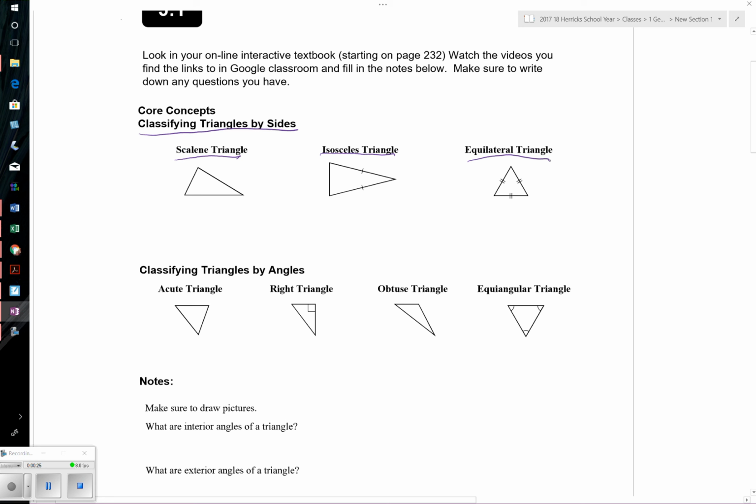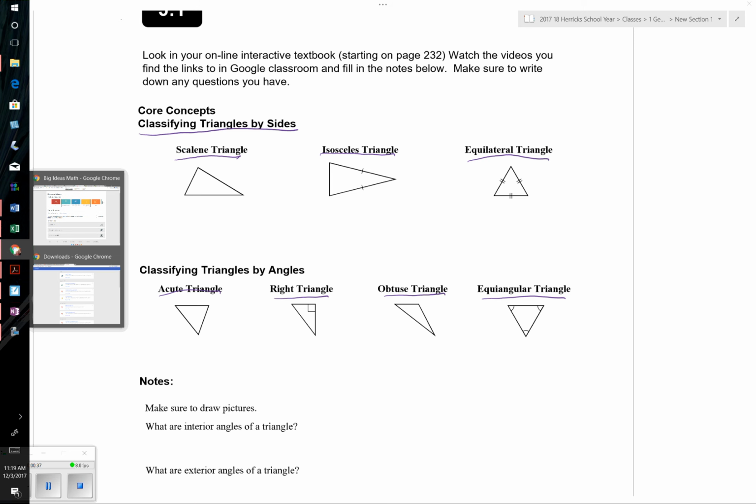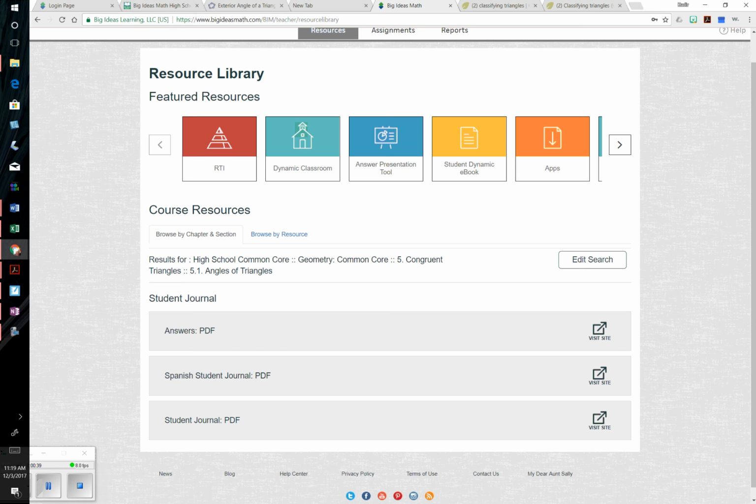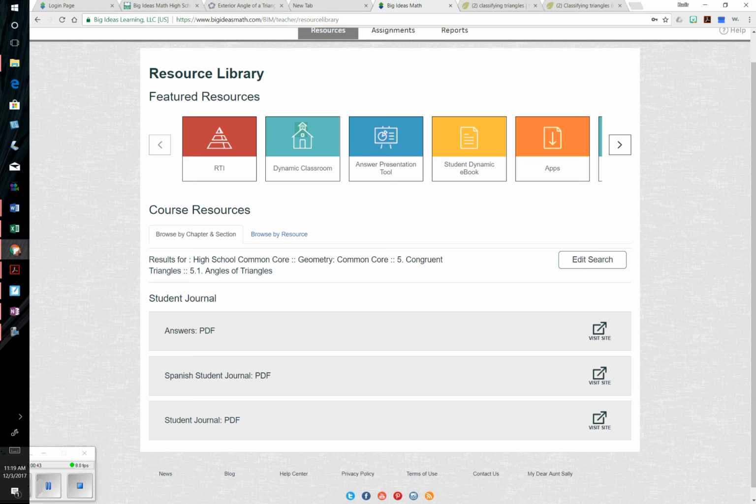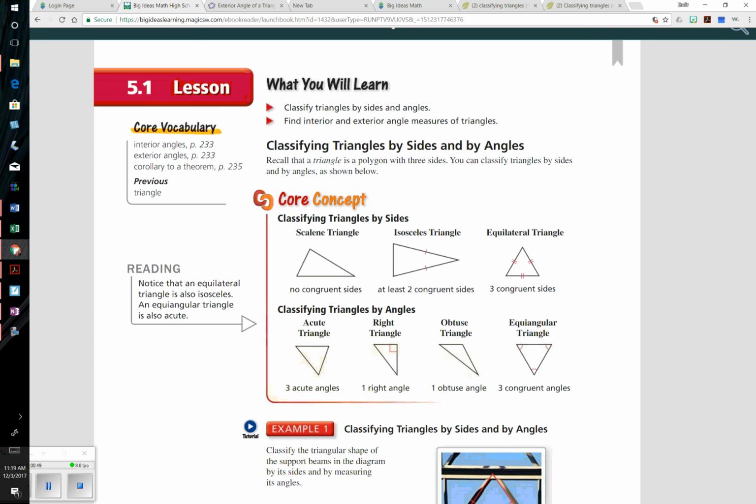And there's also a way to classify triangles based on their angles, where they could be acute, right, obtuse, or equiangular triangles. So you can go to your online textbook where you could actually go to the login page where you type in your information. And I want you to go to the Student Dynamic ebook and you click on that. And when you do that, you need to get to chapter 5, section 1.